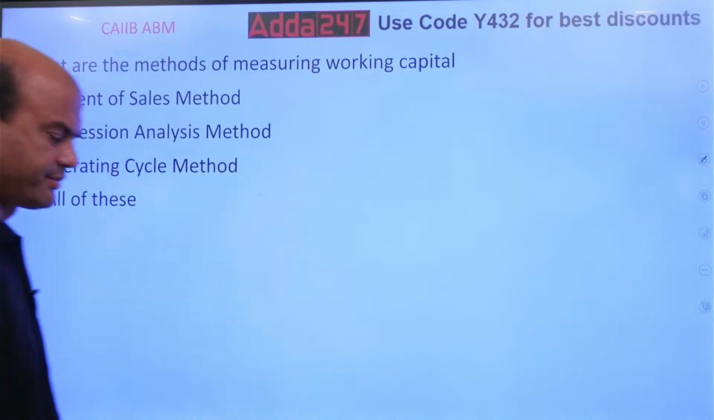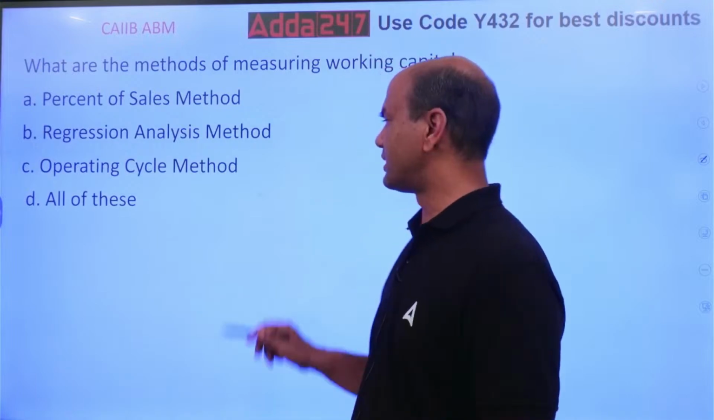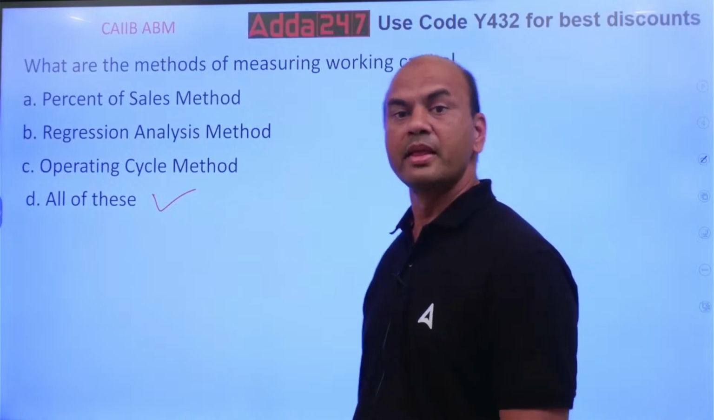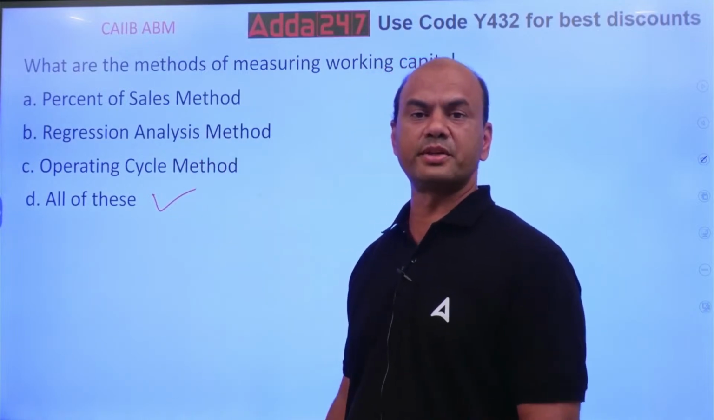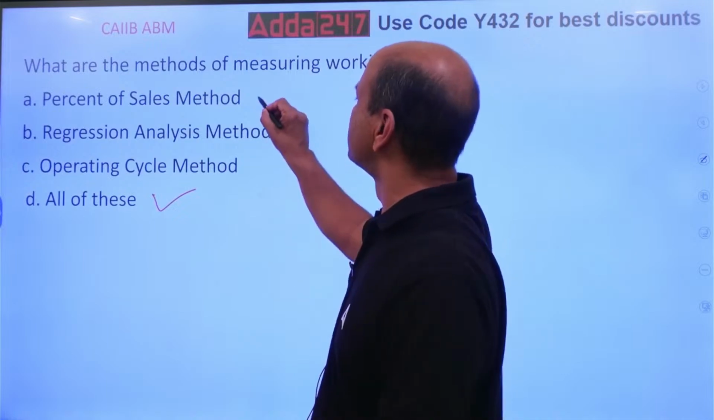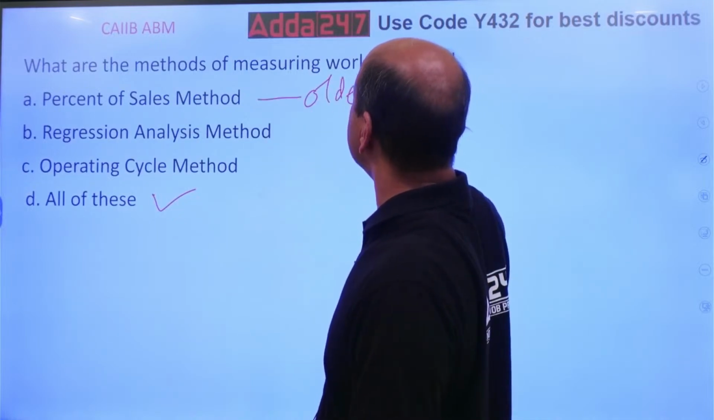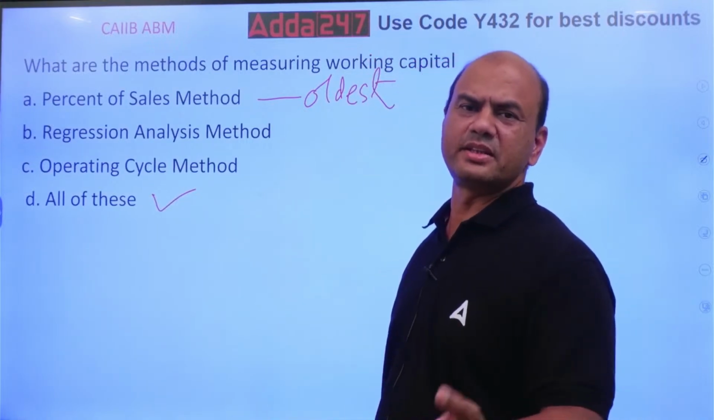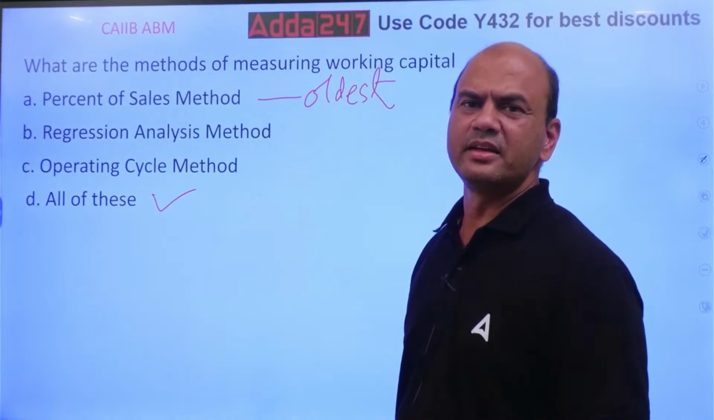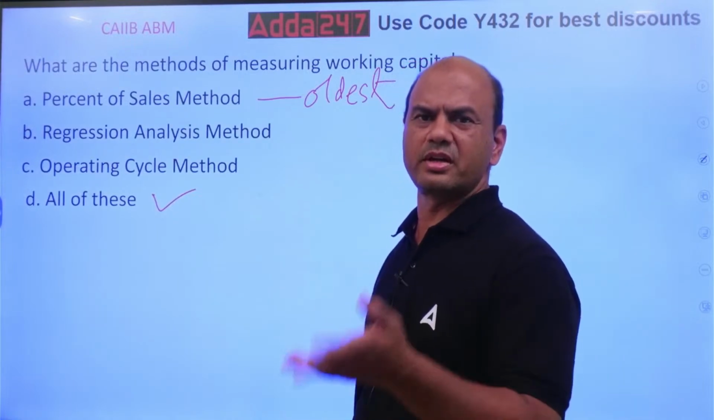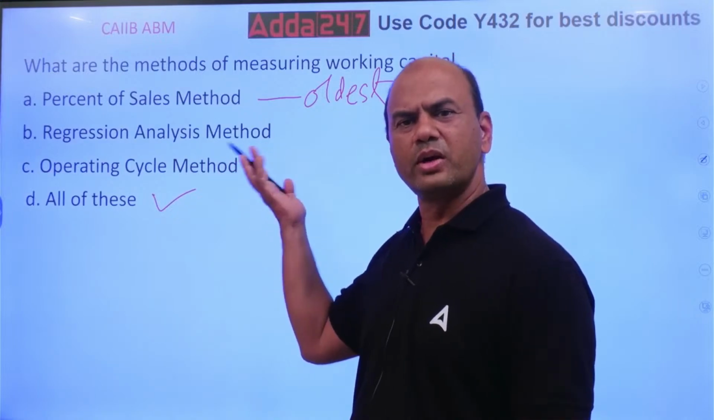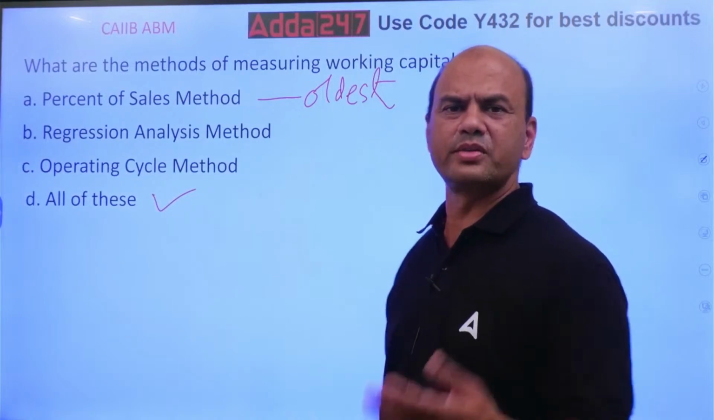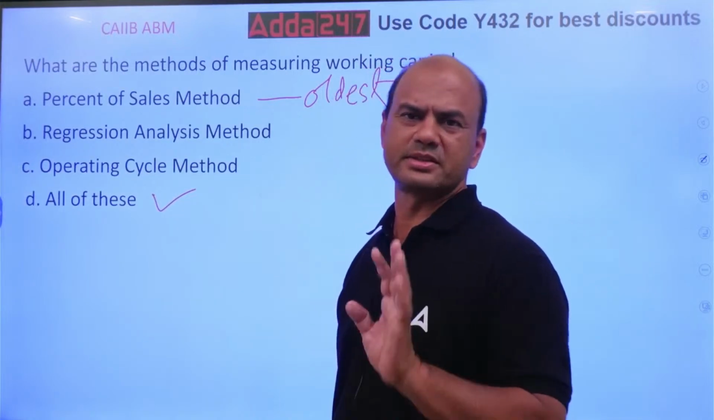The answer is all of these. Why? All these methods are used. Percent of sales is the oldest method. Whatever your sales are, that much percent. What does the Nayak committee say? Nayak committee says 25% of your turnover. Same, oldest method, simple logic, not much brain work in this. Out of this 25%, 20% by the bank and 5% by the customer as margin. Simple.